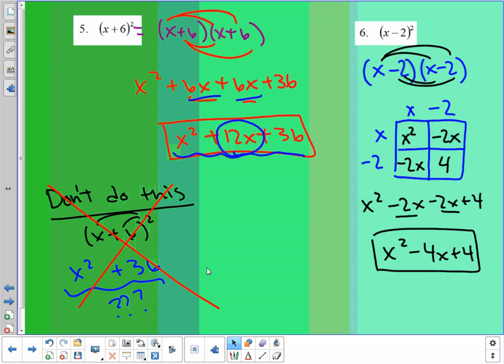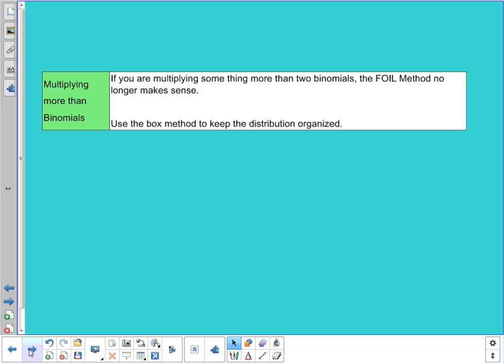Okay, so now we're going to talk about what happens when we multiply things that are bigger than binomials. So when we have things that are bigger than binomials, the FOIL method does not make sense anymore because we have not just a first and a last. So there isn't just first, last, inside, and outside. We have more terms involved. So when we're multiplying things that are bigger than binomials, we're going to use the box method to help keep our distribution organized, okay? Because it just gets to be a lot of distribution and it's easy to have this big long string of terms and forget things.